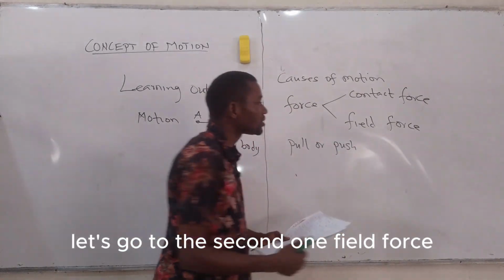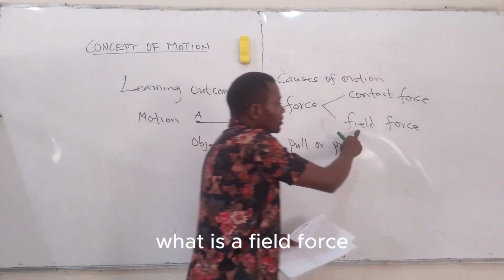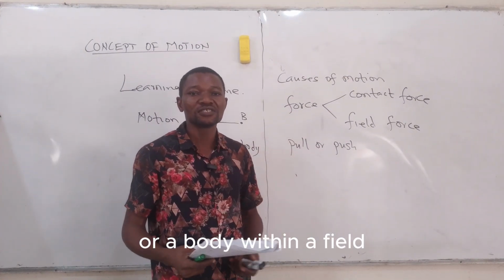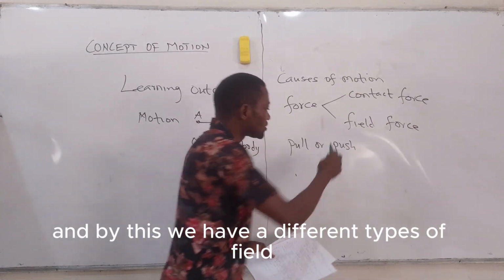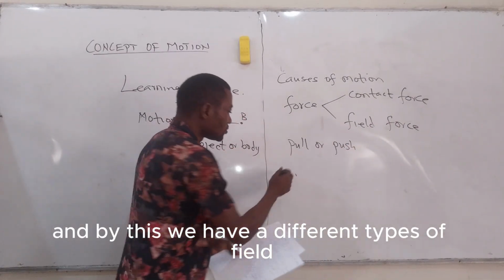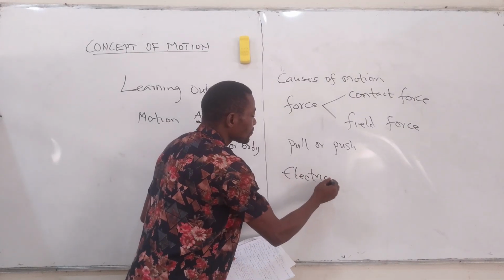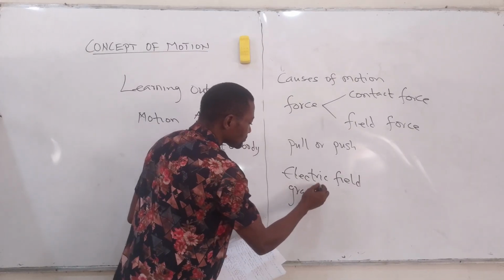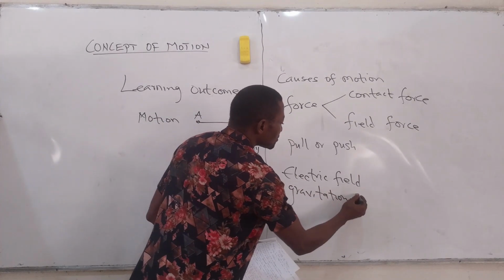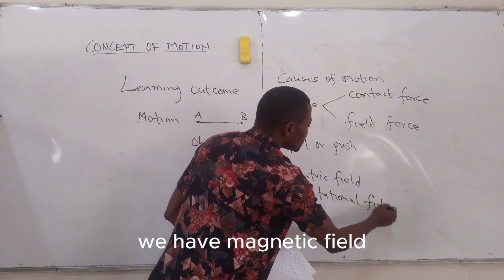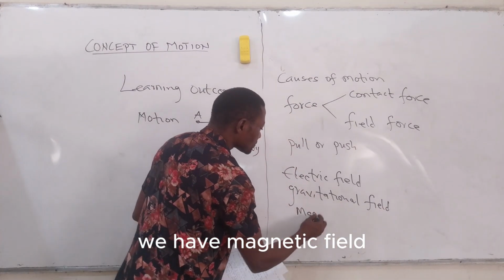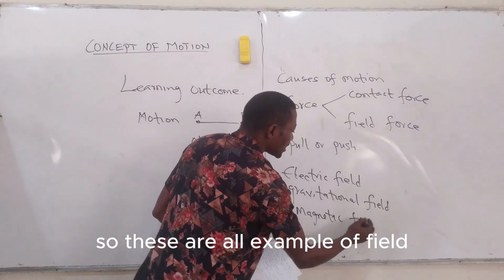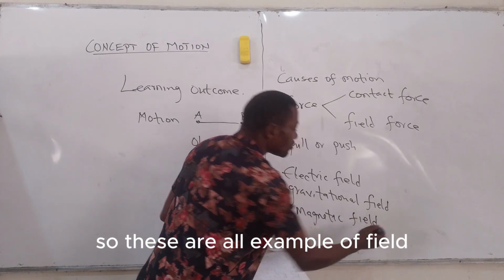Okay, let's go to the second one, field force. What is a field force? It's a force experienced by an object or a body within a field. And by this, we have different types of field. We have electric field, we have gravitational field, we have magnetic field. So these are all examples of field.